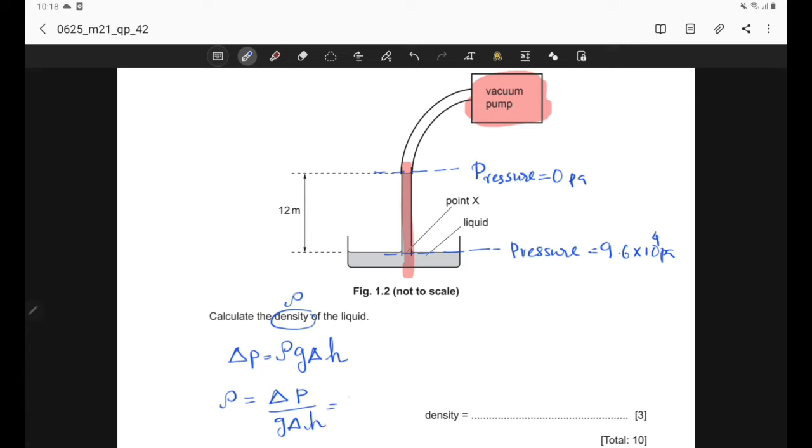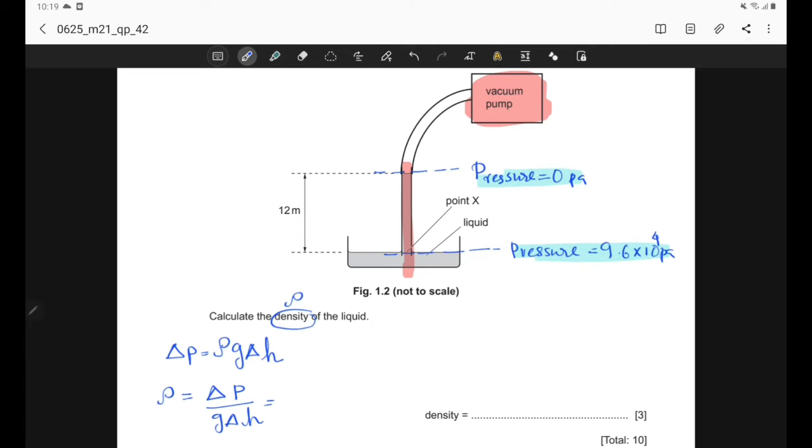So change in pressure is the pressure difference between the top and the bottom of the column. The pressure at the bottom of the column is 9.6 times 10 to the power 4, and the pressure at the top is 0, over g, the gravitational constant 10, times the height difference. The height difference from the top to the bottom is given, that is 12 meter. So the answer is 800, and the unit of density is kilogram per meter cube.